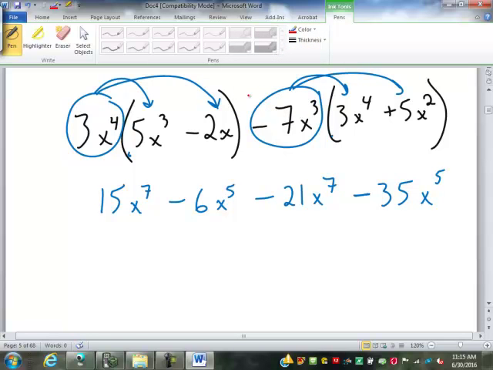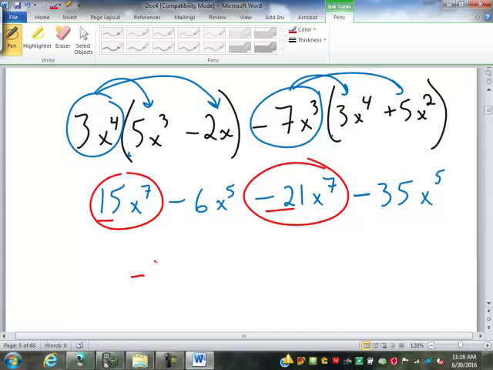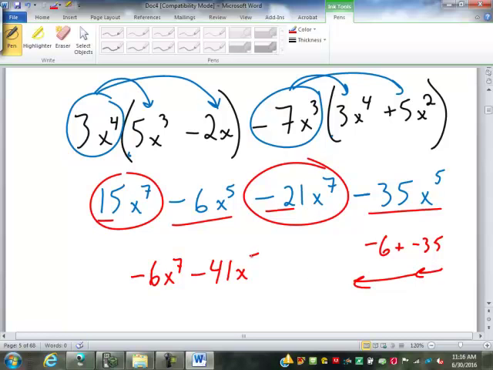All done? No, what do we still have to do? We have 2x to the seventh here that we have to combine. So a 15 and a negative 21 make? Perfect. Negative 6x to the seventh. Then these are both x to the fifth, so we can combine them. Negative 6 and negative 35 make? Careful. Negative 6 and a negative 35. So negative 6 and negative 35 is a negative 40. Perfect.